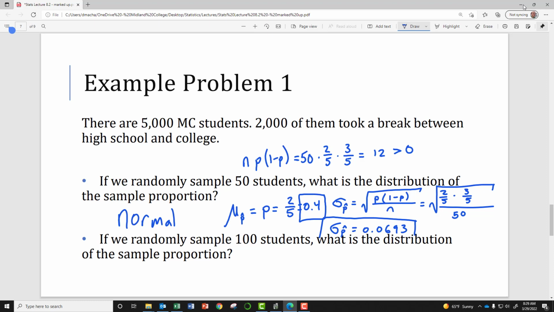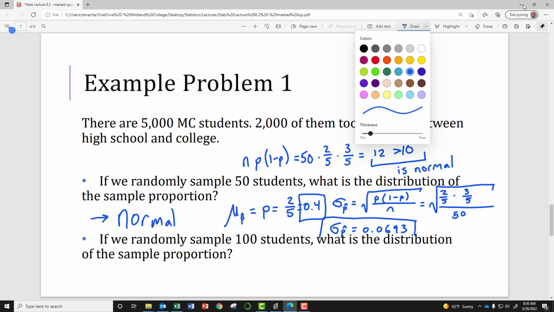Okay, so when I ask you what is the distribution of the sample proportion, you first have to respond what type of distribution is it? Well, it's a normal distribution. And by the way, we figured that out because this n times p times 1 minus p was greater than 10, so that means it is normal. Then for the normal distribution, you have to tell me the mean, which we found out is 0.4 using our formulas, and the standard deviation, which we found out is 0.0693 using our formulas. So knowing those three pieces of information, what type of distribution is it, what is the mean, and what is the standard deviation, that's the complete answer to the first bullet point.